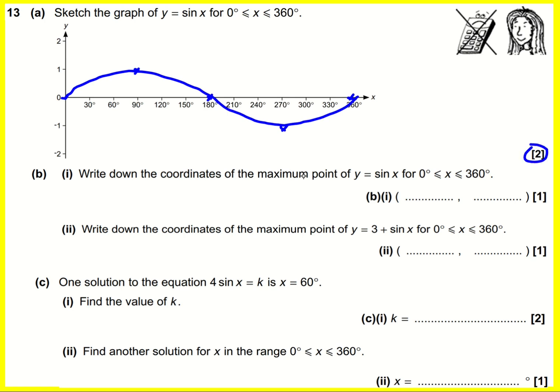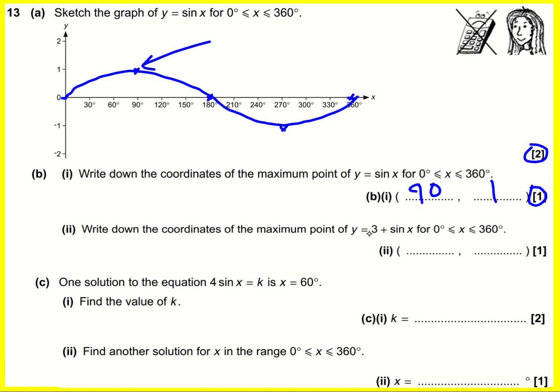Write down the coordinates of the maximum points of y equals sine x. Well, I've already spoken about it. It's this one here. That's when it reaches the maximum, and it's at 90 degrees. And then y is equal to 1. So the maximum of sine and cos are both 1, and the minimums are -1.